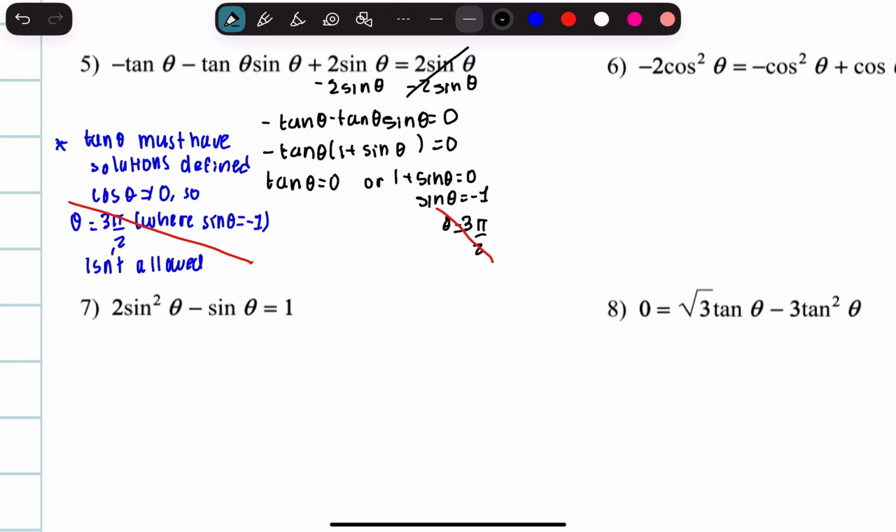But now for tangent of theta, it's just theta is equal to 0 and also pi. So these are going to be our only two solutions that work. So yeah.